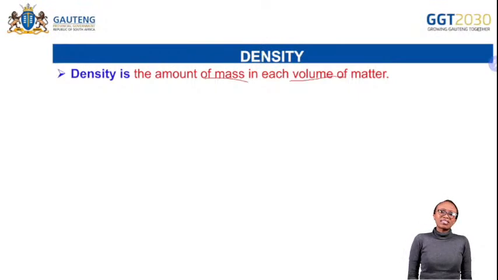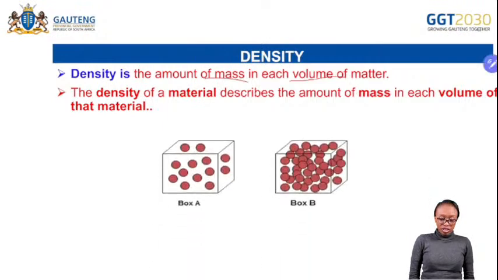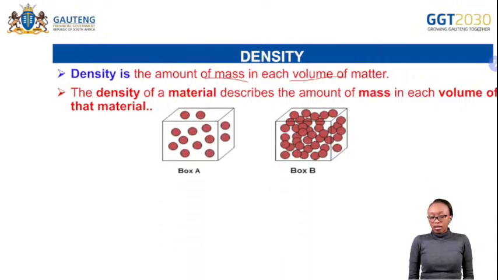What exactly does that statement mean? Let's find out. So density of a material actually describes the amount of mass in each volume of that material. Look at box A and box B. Study them carefully. These boxes are of the same size. They have the same length, the same width, and the same height. They are of the same size.